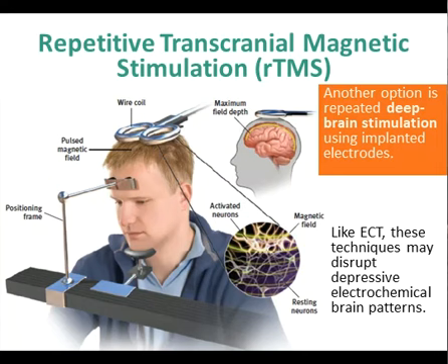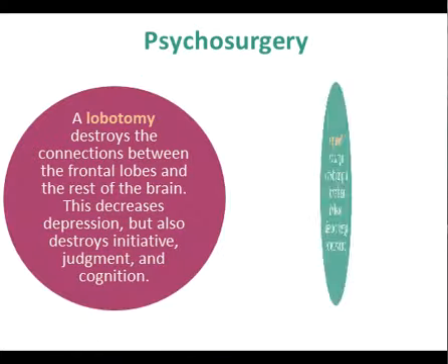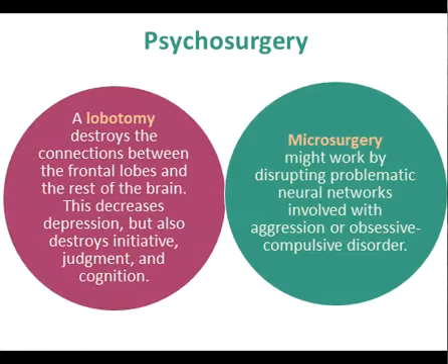Obviously, these would be situations of last resort, in that they come after trying medications to handle the situation for a particular client. But if the depression continues to worsen or does not get better and is really severe, they may use ECT or RTMS. Then there's psychosurgery. A lobotomy destroys the connections between the frontal lobes and the rest of the brain. This decreases depression but also destroys initiative, judgment, and control. Microsurgery might work by disrupting problematic neural networks involved with aggression or obsessive compulsive disorder.